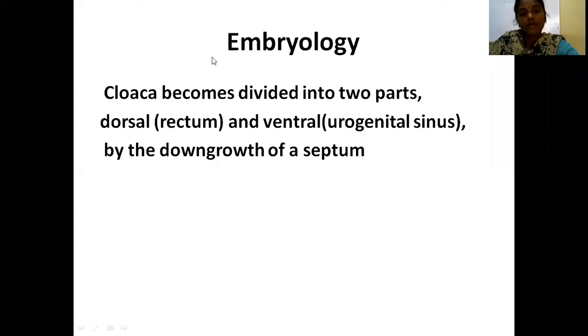Embryology. As we know, for any congenital disorder, we have to know about embryology. This plays an important role in understanding the pathogenesis of the underlying disorder. So in anorectal malformations, the cloaca, a single common chamber, is divided into two parts by the urorectal septum into the posterior or dorsal rectum and the ventral or anterior urogenital sinus.